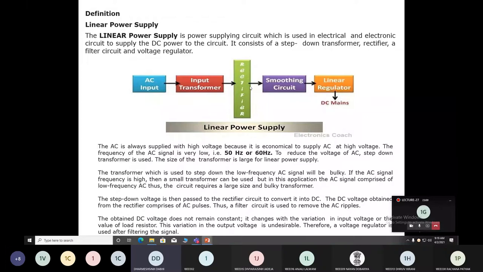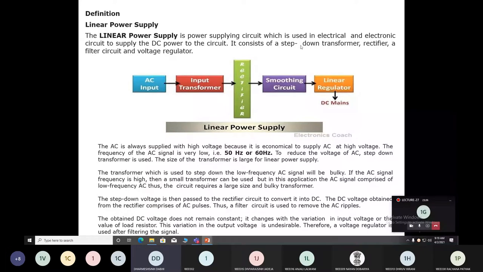And then after the output of the rectifier, we know that it is not a pure DC. So to convert it into constant DC and get a smooth DC voltage, we require the filter circuit or smoothing circuit. At the output side of the rectifier, we connect the filter, which is nothing but a combination of inductor and capacitor, a passive filter. That passive filter removes the higher order harmonics from the output voltage of the rectifier. And then the output of this filter is applied to the linear regulator, because at the load side, we require constant DC.